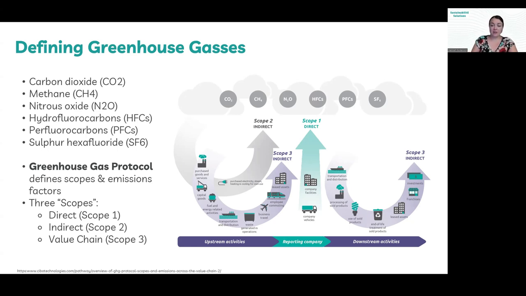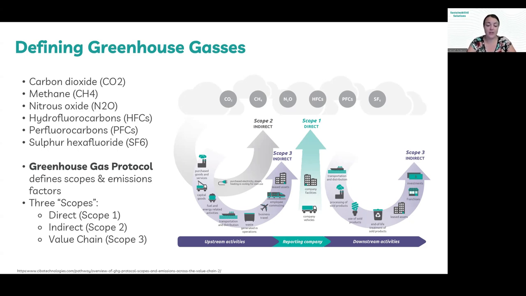When you see a greenhouse gas footprint reported, it's usually going to be reported in these 3 scopes. The Greenhouse Gas Protocol is the global leading institution on greenhouse gas accounting methodologies. They were the ones that developed this categorization. So scope 1 refers to your direct on-site emissions.